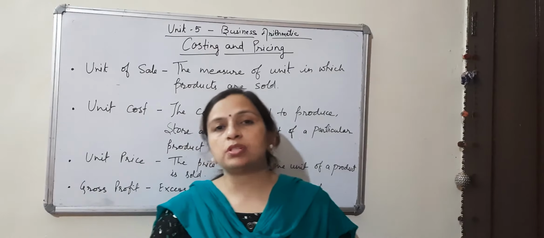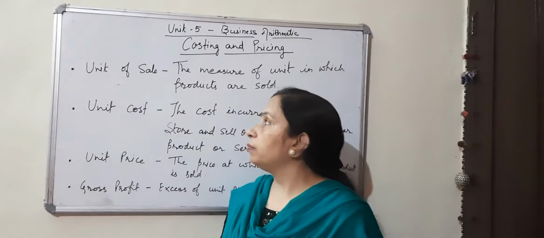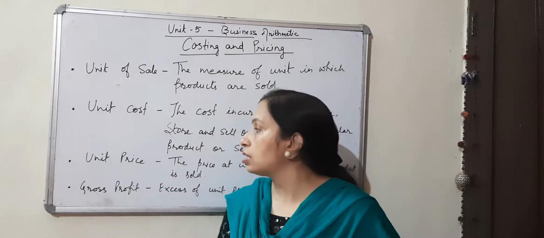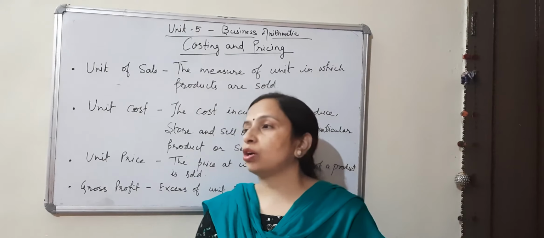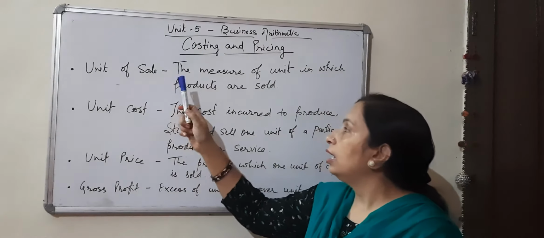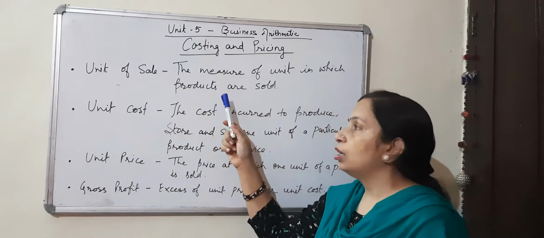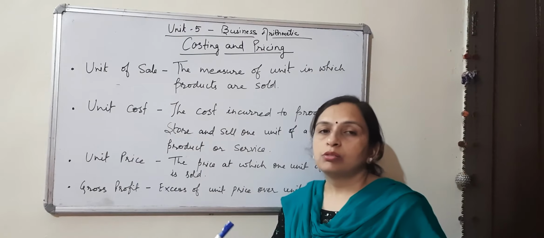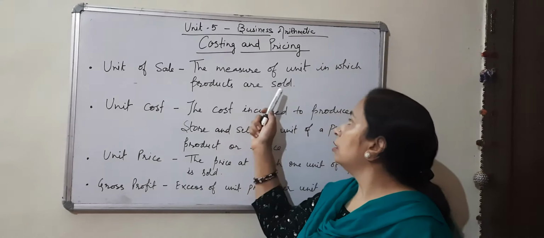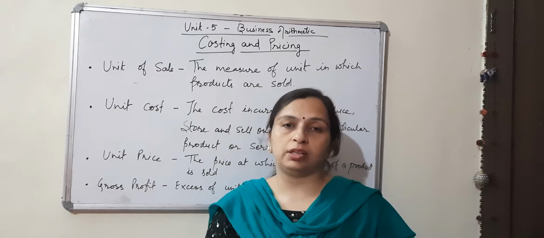So here, before starting the concept, we have to know what is the meaning of unit of sale, what is the meaning of unit cost, unit price and gross profit. Okay, so the first is unit of sale. This is the measure of unit in which the products are sold. This means that it is the unit in which we are going to calculate everything.